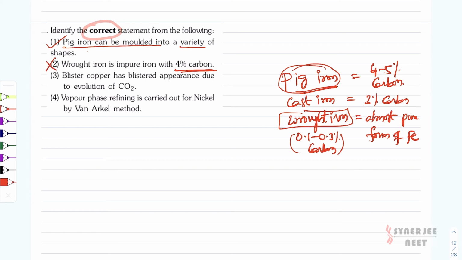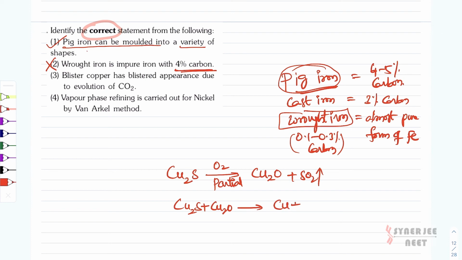Blister copper has a blistered appearance due to evolution of CO2. See, in the copper metallurgy process, once you get Cu2S, the final step: this Cu2S is treated with air. Then what happens? Partially this Cu2S is converted into Cu2O. This is a partial conversion, so only part of it will be converted into Cu2O. The remaining part will react with this Cu2O and convert into copper.